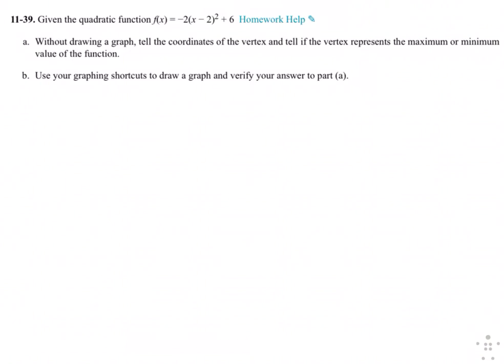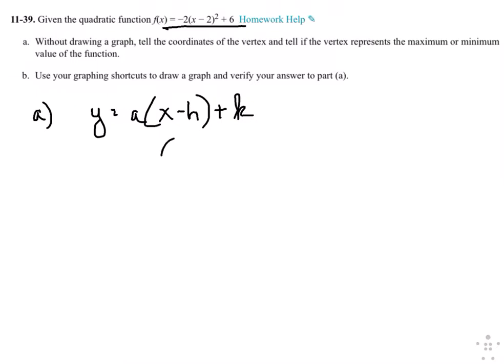Problem 1139, they give us this function, and it's written in vertex form, right? So for A, it says state the vertex. Remember the vertex form is y equals a times x minus h squared plus k. And if it's written in this form, the vertex is at (h, k). Okay, so it is written in this form, and therefore the vertex is at (2, 6).